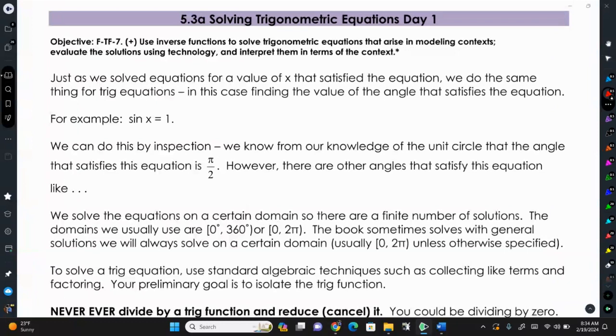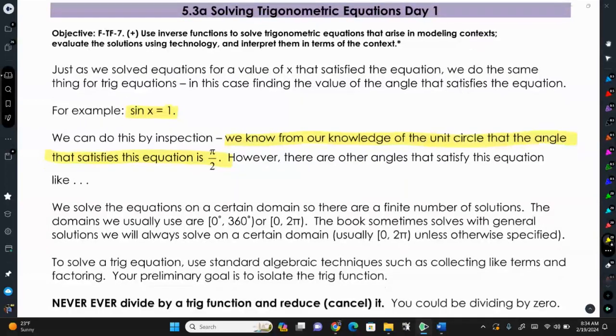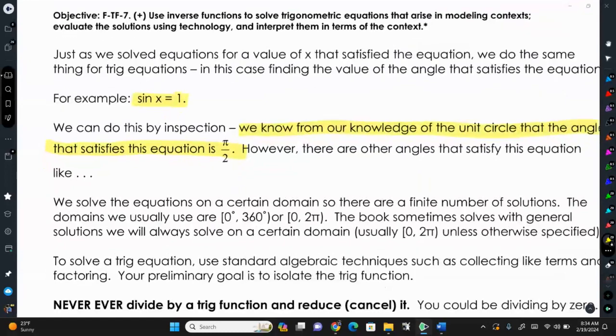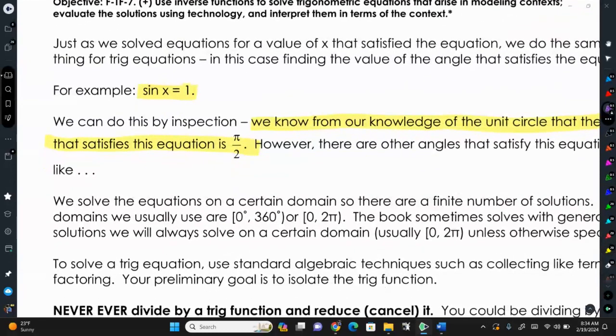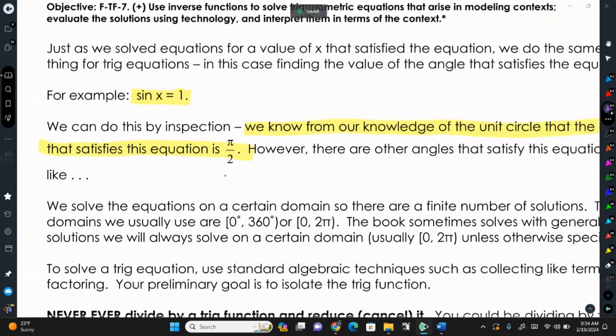So when we solve equations, like I was saying, we use our knowledge from the unit circle. So for this one, sine x is equal to 1. We say, oh, the solution is pi over 2. But we know that since the circle goes on forever, pi over 2 is not the only solution. 5 pi over 2 is another solution. 9 pi over 2 is another solution. And we could keep going.